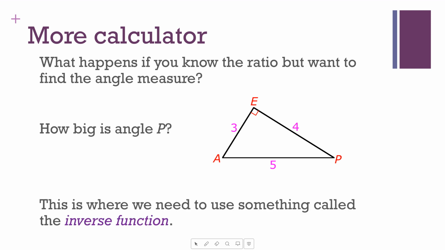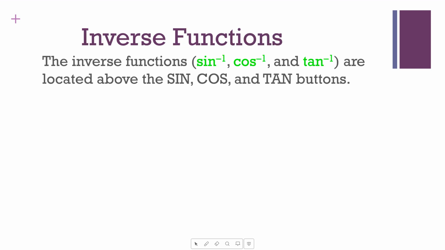Okay. So in order to do that, like I said, we're going to use something called an inverse function. If you look at your calculator, above the sine, cosine, and tangent buttons, there are those buttons, the inverse function. Those are not reciprocals, those are inverse functions. They undo the trig function. Okay, got them? And you get to those by doing second sine, second cosine, second tangent.